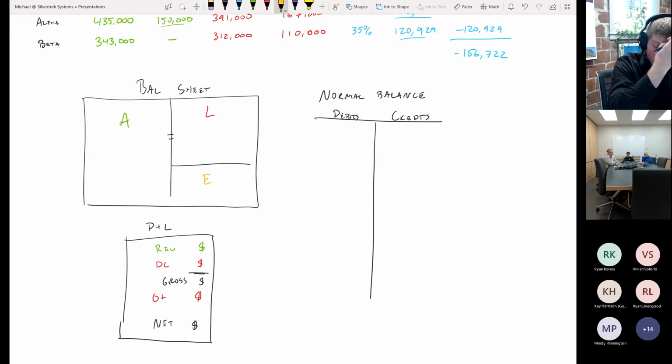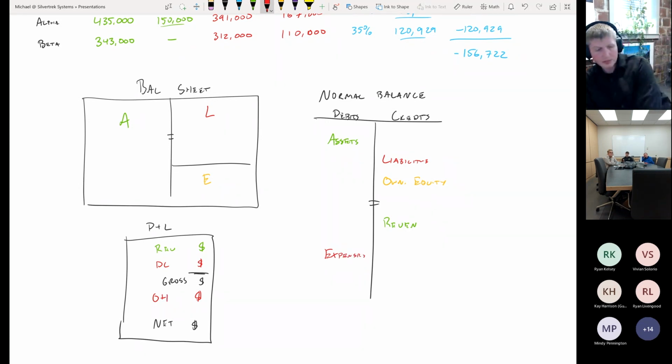Our normal balance just says that normally these accounts will have either a debit balance or a credit balance. In the asset case, he assigned them to debits, liabilities he assigned to credits, owner's equity he assigned to credits, then down as it pertains to the income statement, he assigned revenues to credits. He assigned all expenses, whether they were direct costs or overhead costs, debits. And that allows us to create these two financial statements.